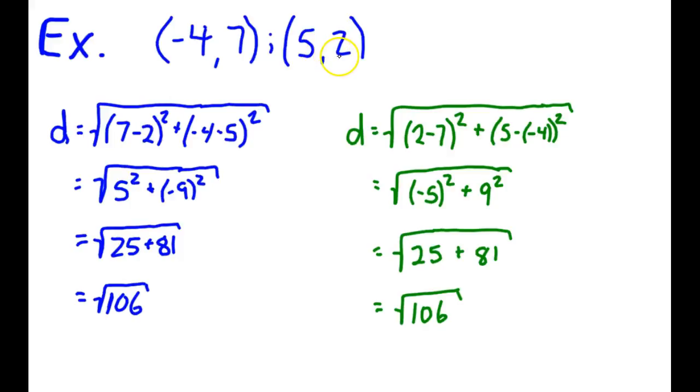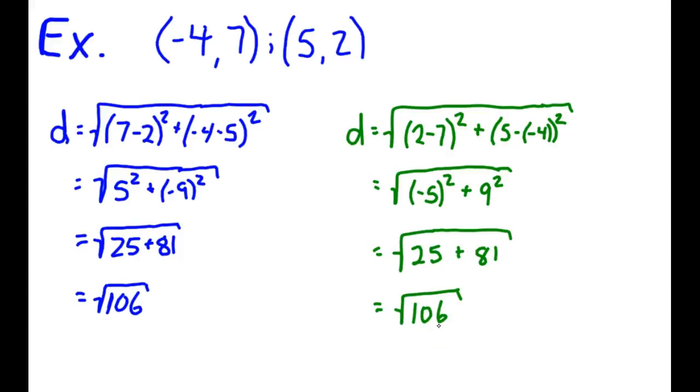If I had started, and instead of taking 7 minus 2, I took 2 minus 7, the difference of my y values, and squared that quantity, and then I took 5 minus -4, the difference of my x values, and squared that quantity. 2 minus 7, I get -5, that quantity squared, plus 5 minus a -4 is the same as 5 plus 4, which is 9, that quantity squared. -5 squared is 25, 9 squared is 81, add those together, 106. So we get the same result in the end.